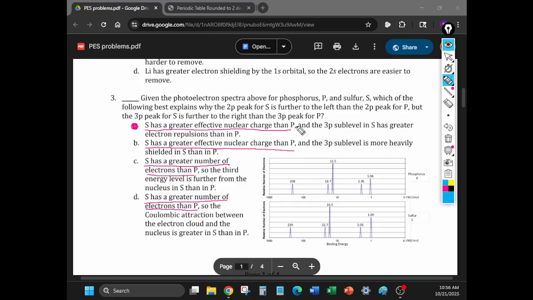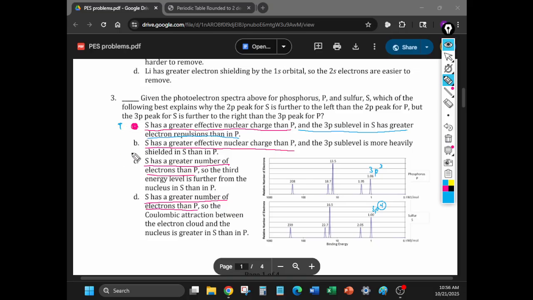If we take a look at A, it says the 3p subshell in S has greater electron repulsions than P. Well, this statement is true because if you look at phosphorus, in the 3p subshell, it's 3p3, and for sulfur, it's 3p4. So there are more electrons in sulfur, so we're going to expect more repulsion in sulfur's 3p. So this answer is true. Okay, and that's the reasoning why.